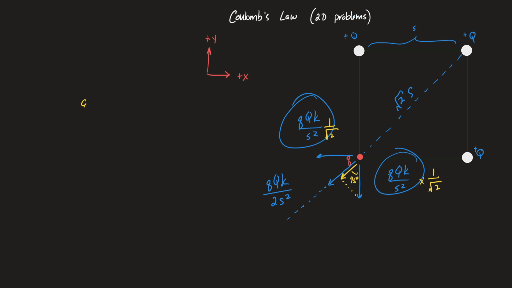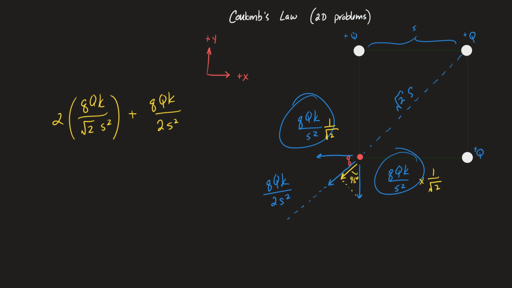So we'll have QQK over root of 2 S squared. And there are 2 of these. Plus QQK over 2 S squared. This is the magnitude of our answer.